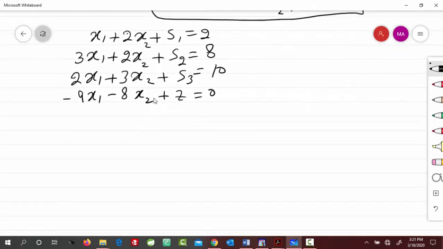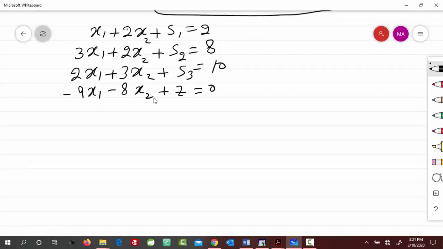So from here we would write our initial simplex table. On the top I would write the variables. Our variables are x1, x2, and then I have s1, s2, s3.